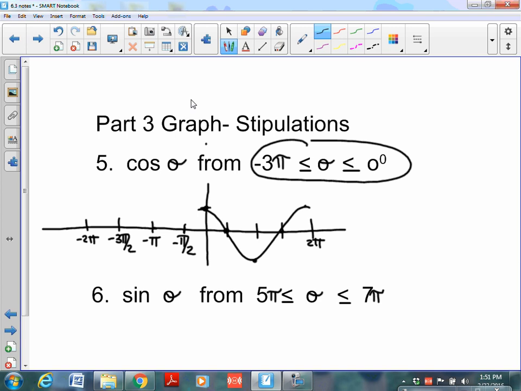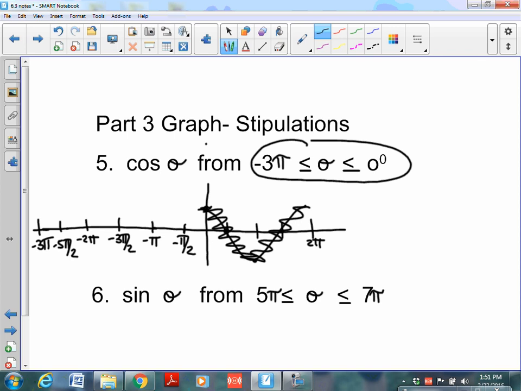1 pi over 2, 2 pi over 2, 3 pi over 2, 4 pi over 2. This slash is going to be a negative 5 pi over 2. This slash right here is going to be a negative 6 pi over 2, which is a negative 3 pi. They could care less about them this way. They want from here to here. They want you to graph it using the stipulation that they give you.